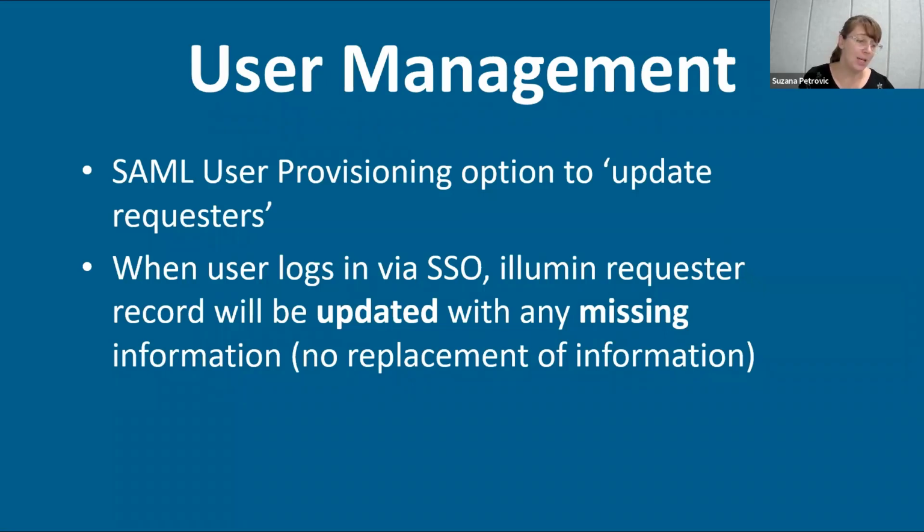For Illumin administrators using SAML authentication, a new option has been added in the SAML user provisioning tab. You've got the option to update requestors. Now, if you enable this option, when a user logs in, their Illumin requester record will be updated with any missing information provided in that SAML data. Now, I can't stress enough here, this will only update missing information. There won't be a replacement of any information. You can find this in the administration maintenance area under authentication and SAML.